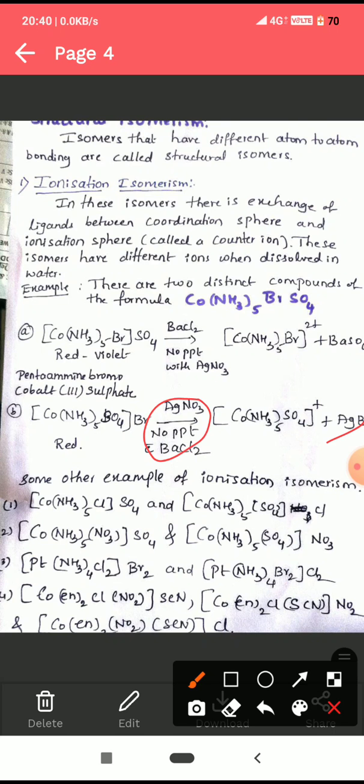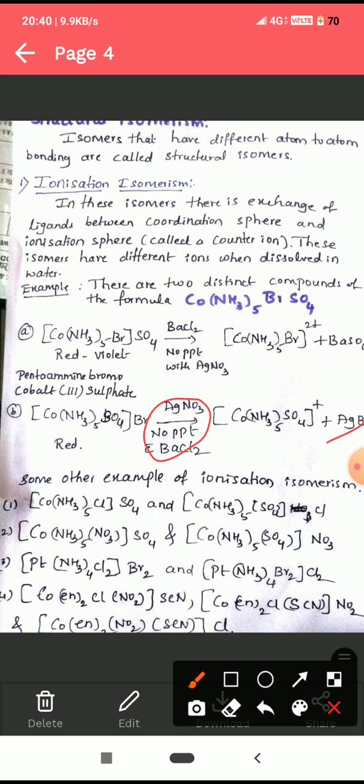We are going to get a pale yellow colored silver bromide precipitate, and it does not react with barium chloride. It indicates that sulfate is in the coordination sphere and bromide is in the ionization sphere. The molecular formula is the same, but when they are dissolved in water, they give different kinds of ions. These types of isomers are called ionization isomers.